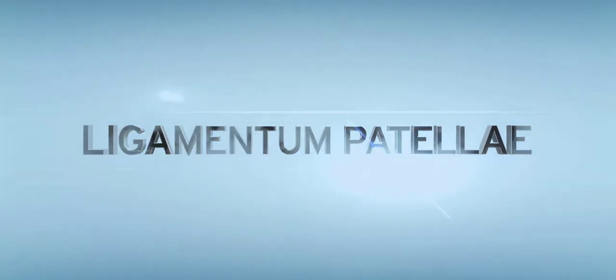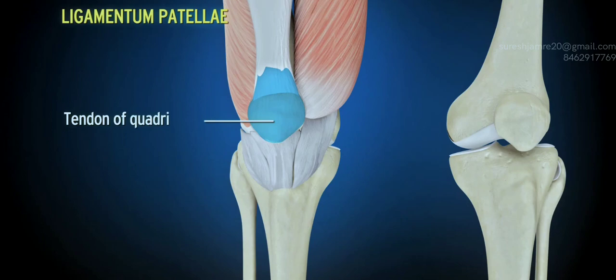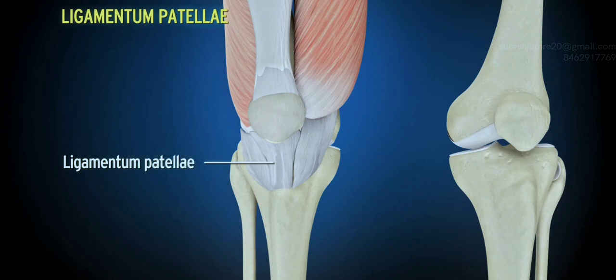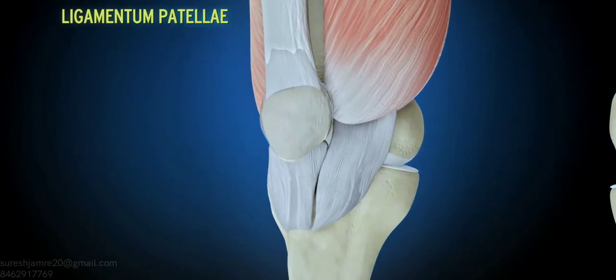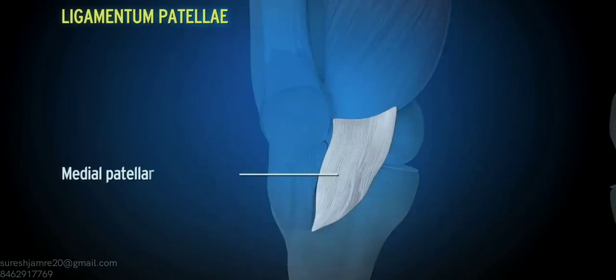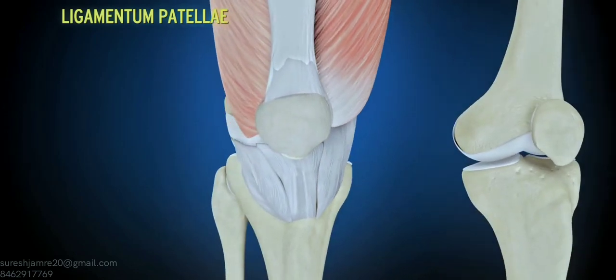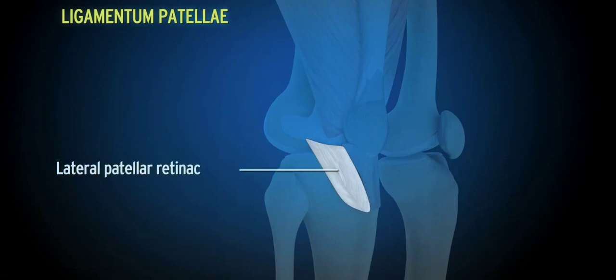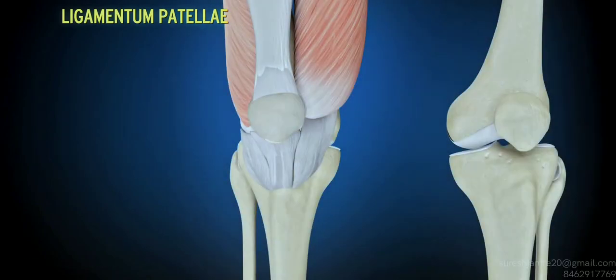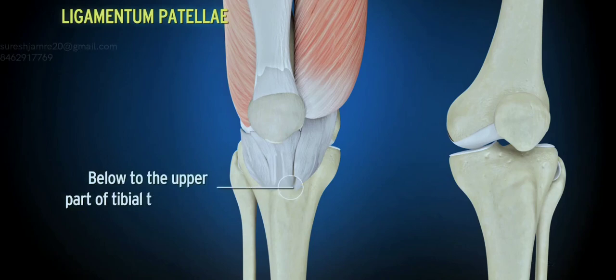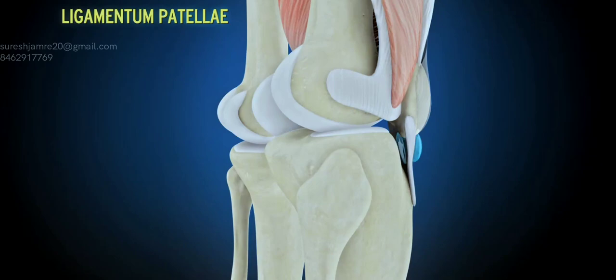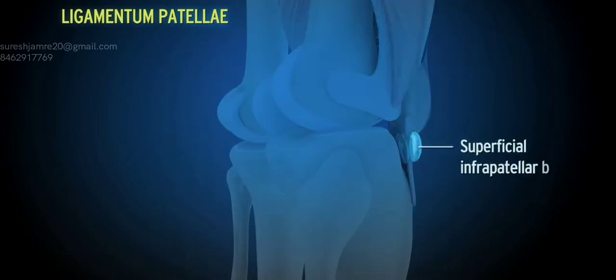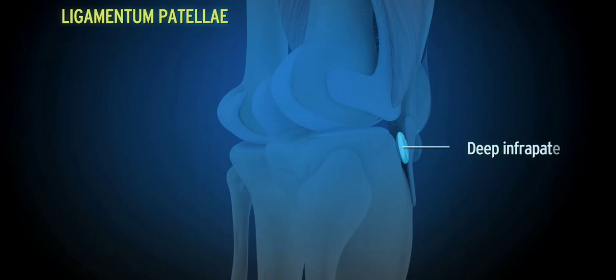Ligamentum patellae. Tendon of quadriceps femoris continues in the central part as ligamentum patellae. On medial and lateral ends, it continues as medial patellar retinaculum and lateral patellar retinaculum. It is attached above to the margins and apex of patella and below to the upper part of tibial tuberosity. It is related to superficial intrapatellar bursae and deep intrapatellar bursae.